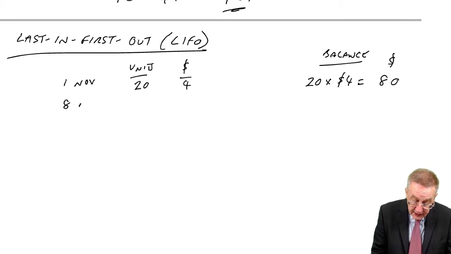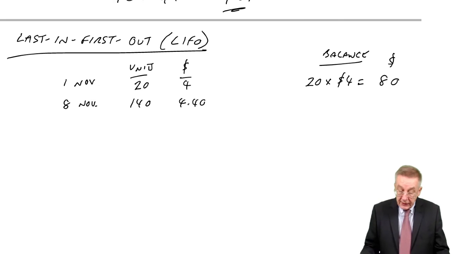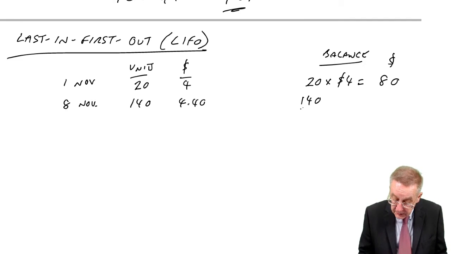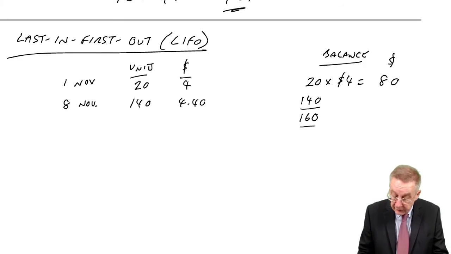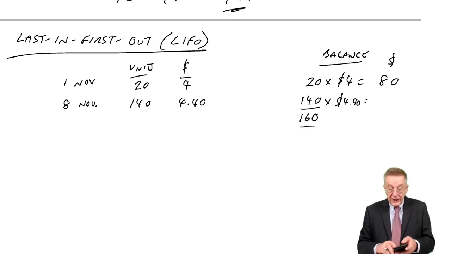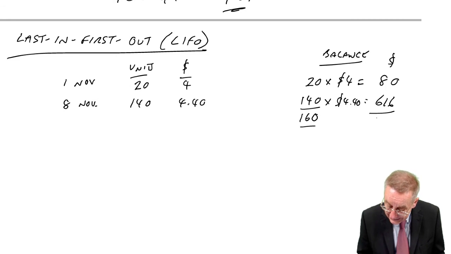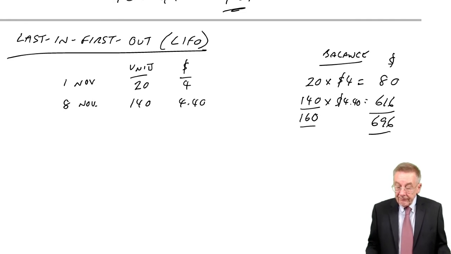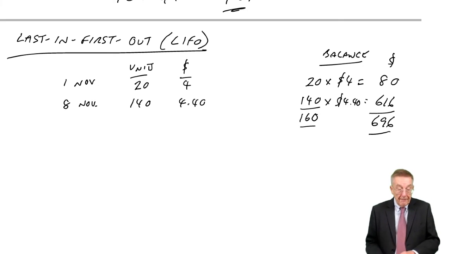8th of November, we received some, 140. We paid $4.40 each. And so our inventory, with another 140 units, so with 160 in total now, those 140 cost $4.40, which is 140 times $4.40 is 616. And so at that stage, 160 units at a value of 696.